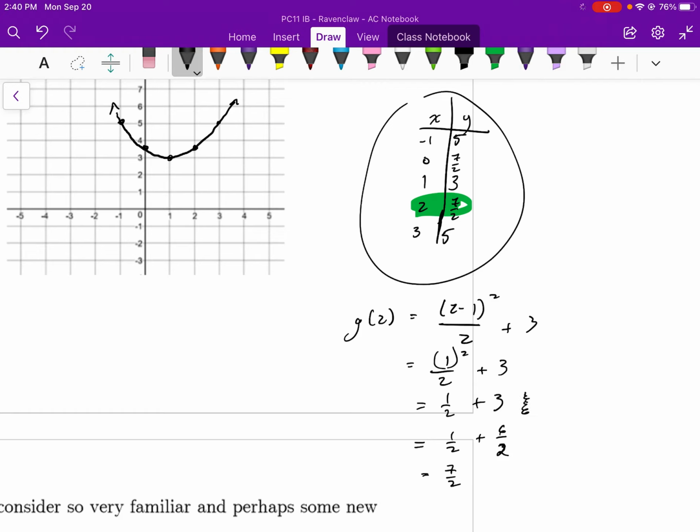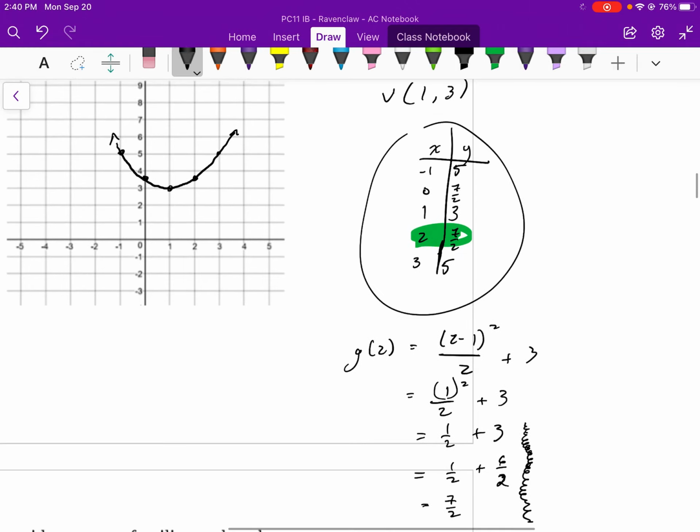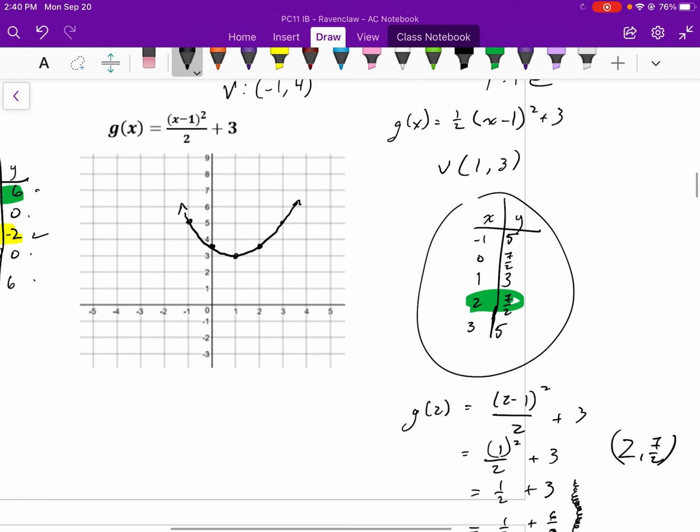So really, this is just sort of grade 4, grade 5, adding fractions type stuff. I mean, simply because it's grade 4 or grade 5 doesn't make it easy, though. But it's adding fractions. So that's how the point 2, 7/2 came along. Now again, what is the most important point? The vertex. What do you do after that? You simply take your x values to the left and to the right and see what comes to be.